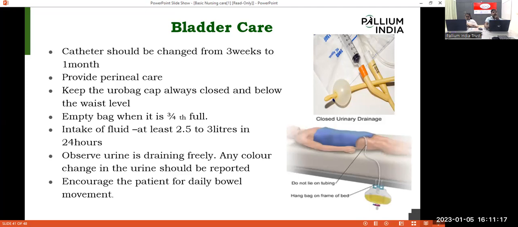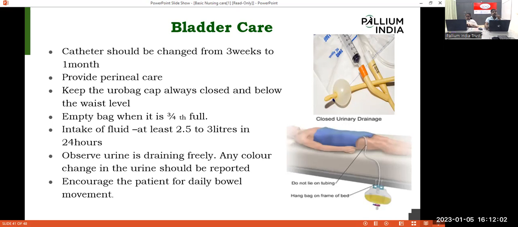Then we need to provide proper perineal care. Keep the urobag cap always closed and below the waist level only. After urinary catheterization, we need to ensure the urobag outlet cap is closed, or otherwise air entry will happen and it will reduce the urine flow from the bladder to the bag. We need to keep the bag below the waist level, tied at the bedside. When half or 3/4 of the bag is filled with urine, we need to empty it.